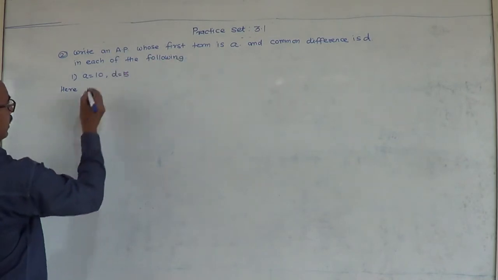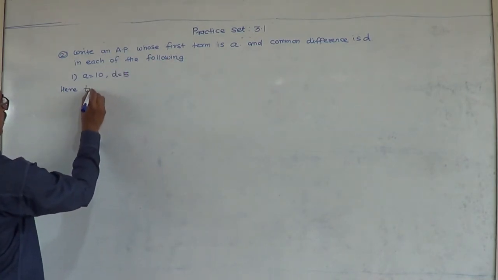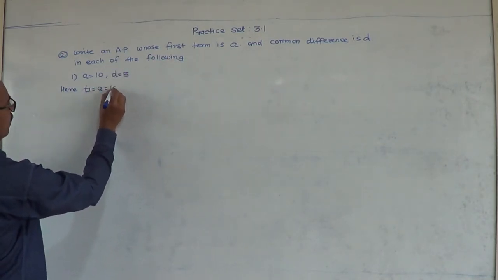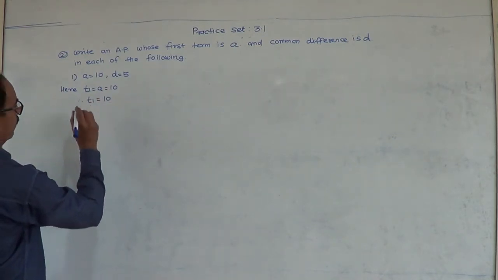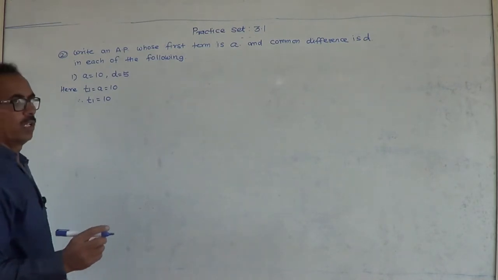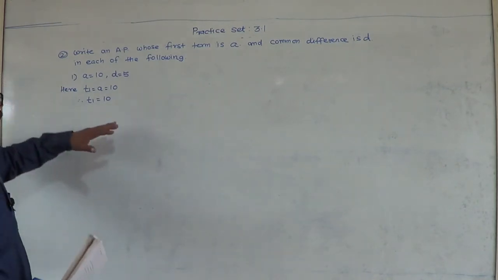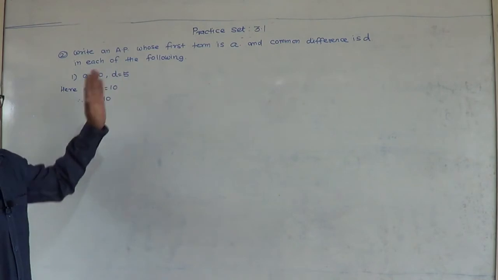First term is A, that is T1 is equal to A and this is 10. So here we will write T1 is equal to 10. Now to find out the T2 we have to add the common difference to the first term.